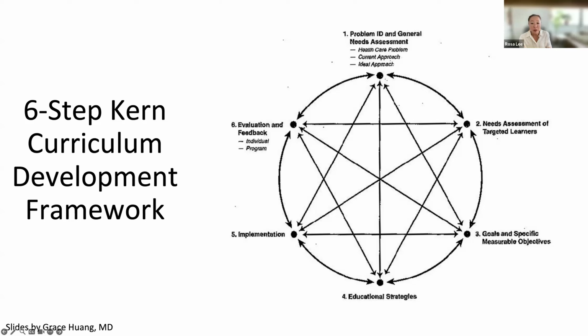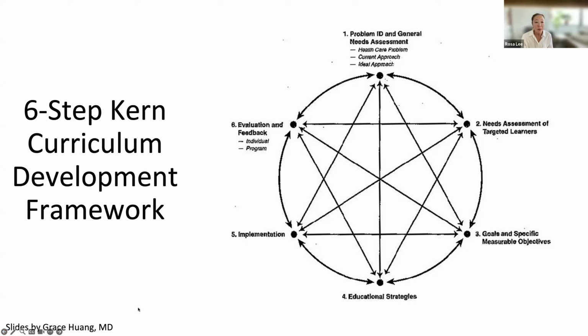Then you move on to developing educational strategy, which is really the curriculum itself. What are you going to teach? How are you going to teach it? You implement it, and then very importantly, you evaluate it, right? So you evaluate the individual learners: did they actually meet the learning objectives? And you evaluate your curriculum: did it succeed in your overall aims? So that's Kern's 6-step model.